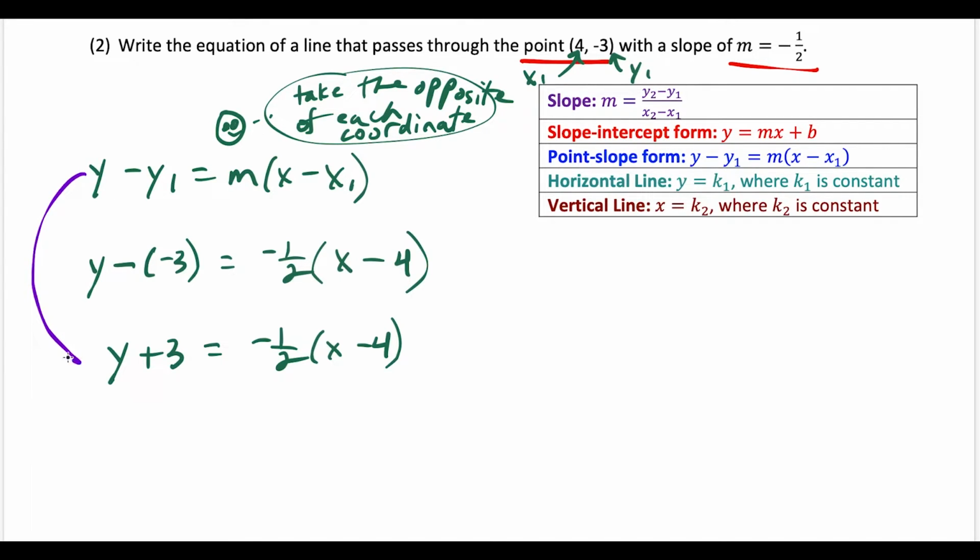So this little mental shortcut allows me to go right from this step. So I go right from here to here. I essentially just skip this step using that little mental shortcut. So just something to be mindful of.